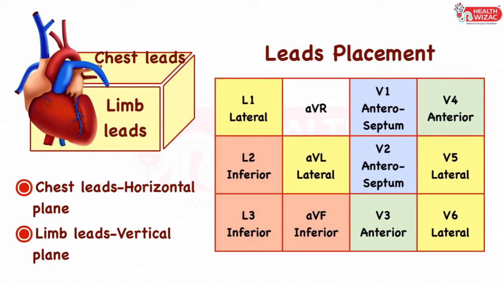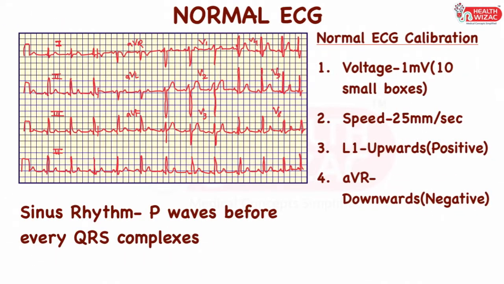Before jumping on to ECG interpretation, we should first know how a normal ECG looks like. A normal ECG usually consists of a sinus rhythm, that is P waves are present before every QRS complex, and it has some calibration values which are as follows. Voltage is 1 millivolt or 10 small boxes. Speed of the paper is 25 mm per second. L1 is usually upwards or towards the positive side, whereas AVR is usually downwards or towards the negative side, but this may be inverted in case of dextrocardia. These calibration values are very important as changes in them can cause a misinterpretation of the ECG.